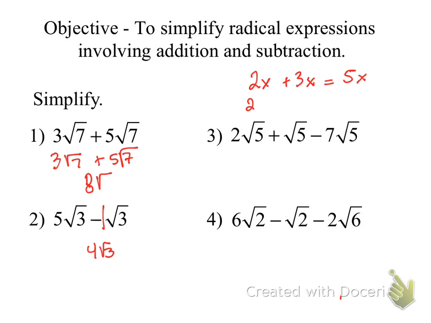So the first one, I have 2 red 5. And then I have a 1 red 5. So 2 and 1 make 3 red 5. Minus 7 red 5 make negative 4 red 5.